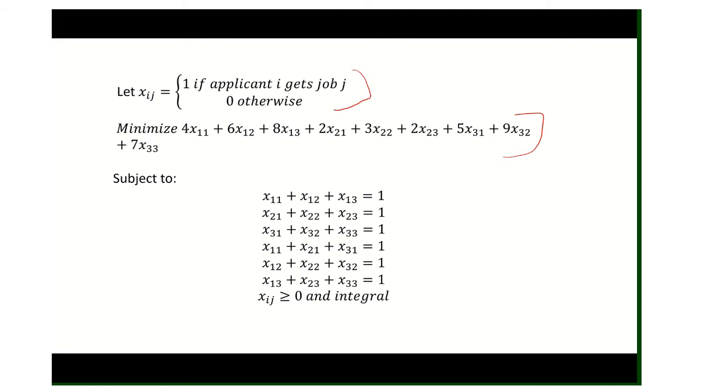Subject to, well, these are the normal constraints where the first applicant, or the first technician in this case, is only assigned a single job, second a single job, and third is assigned a single job. These are for the jobs, where it says that each job is assigned a single technician. Then finally, we have that they're all non-negative and they're integral.